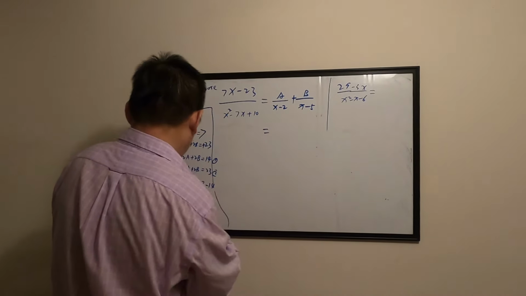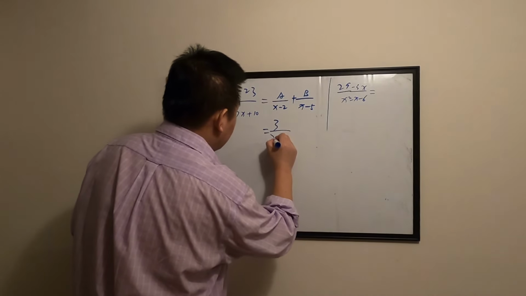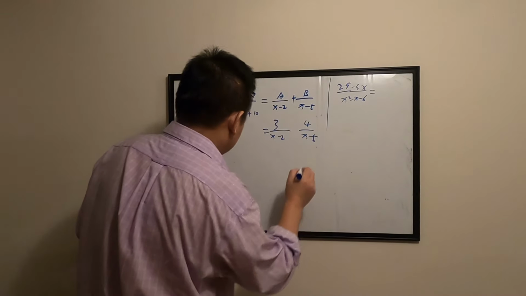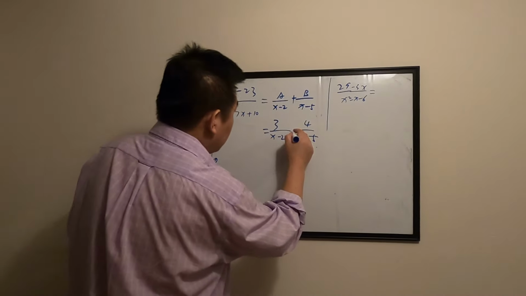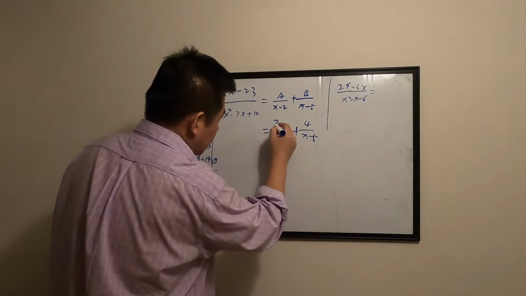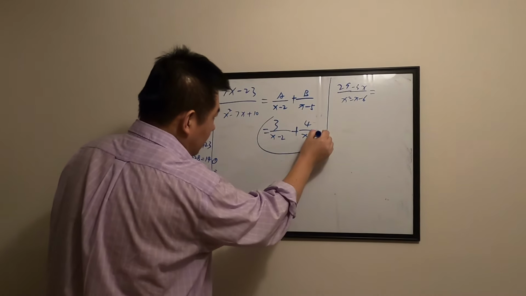A is 3, B is 4. Plus, this is the solution. This part is the solution. So it means this part is our answer.